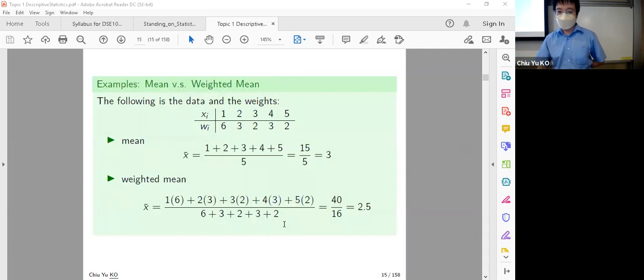Let me give an example. So this is the weighted data. For the normal mean, you just add all five numbers up and divide by five, it's three. But the weighted mean will be multiplied by the weight: 1 times 6, 2 times 3, 3 times 2, 4 times 3, 5 times 2, divided by the sum of the weights. You can see the weighted average is smaller than the average. The reason is the number one, which is the smallest number, has a high weight. So that's why weighting is important.